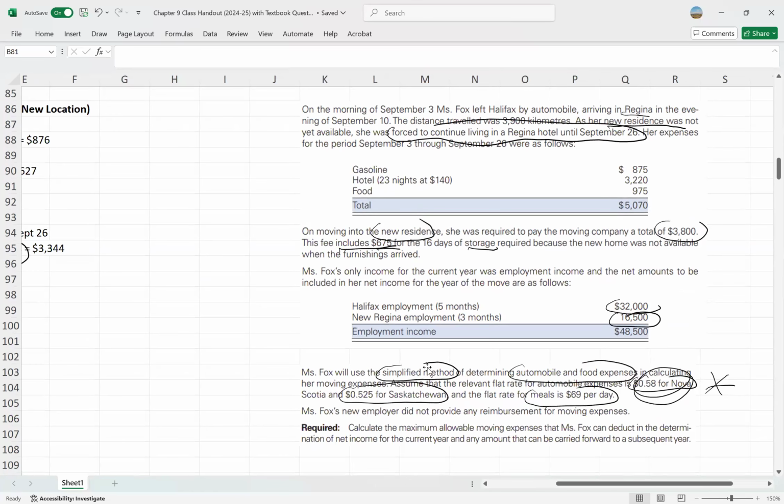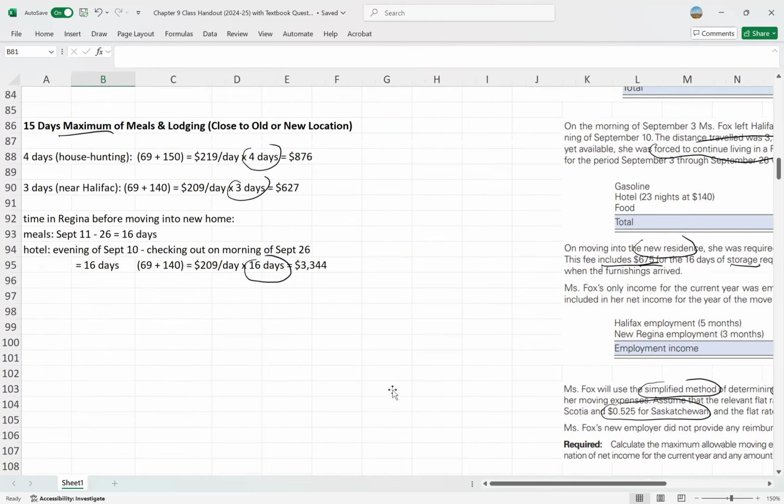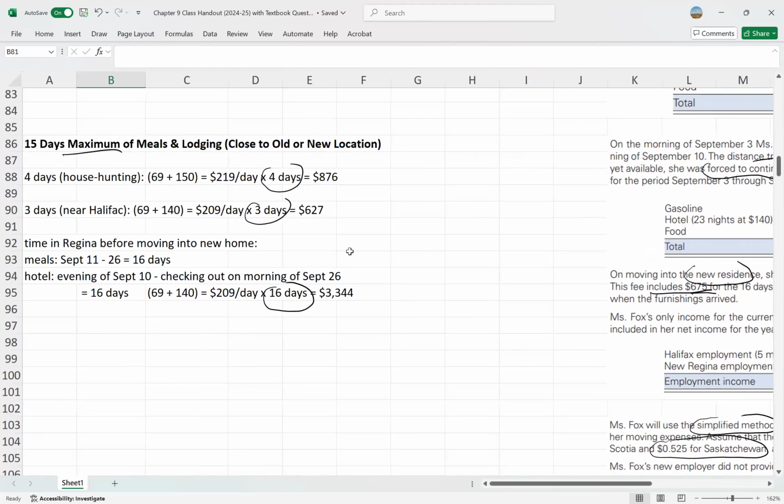So now we need to figure out, of those 15-day maximum amounts, which amounts will we be using? So let's look at the 15 days maximum close to the old or new location. The 4 days are at 219. So that's the highest. We're going to choose those 4 for sure. The remaining amounts are 209 a day, so it doesn't really matter. We know that we're going to take 4 days at 219. So the remaining 11 days will be at 209. It doesn't matter which of the 11 days we pick, because the remaining days are at 209 per day.